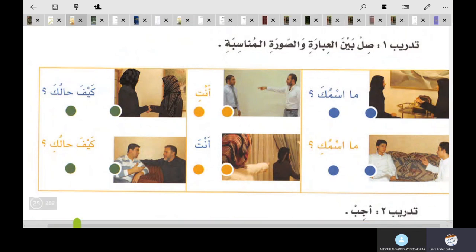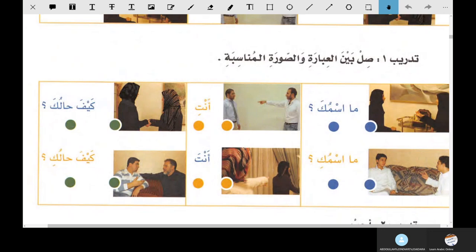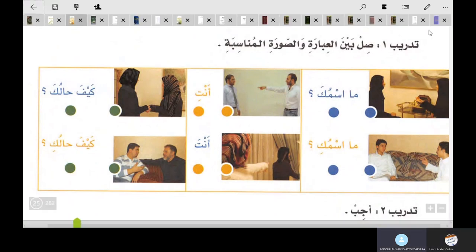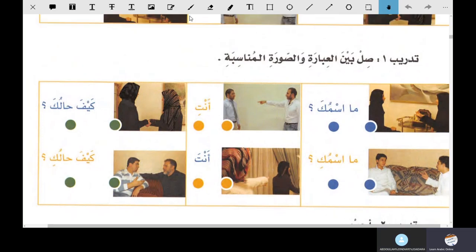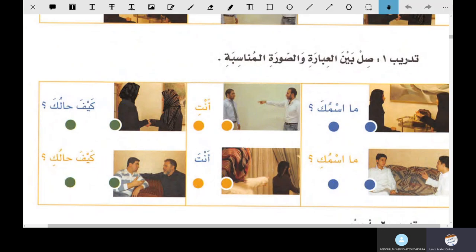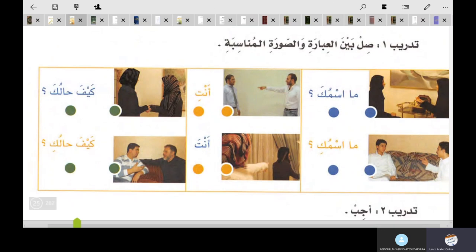Do you know how to draw lines on PDF? Yes, you will click on this pen icon, then you will click on this brush icon. Then you will just join Masmuka with the male picture and Masmuki with the female. Anti with female, Anta with male. Kaifa haluka with male, kaifa haluki with female. I will send you the PDF. This is your homework, okay?